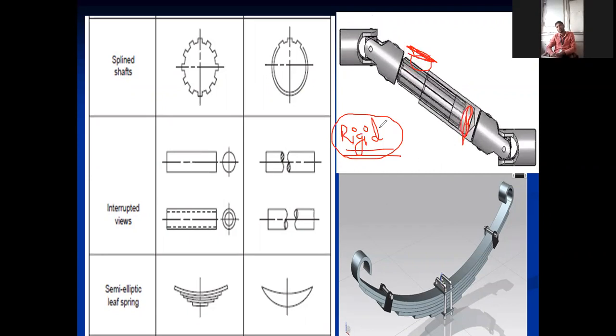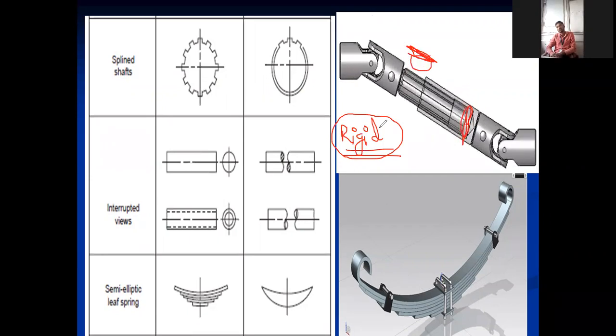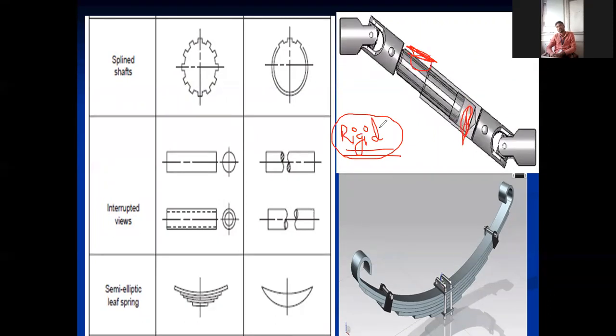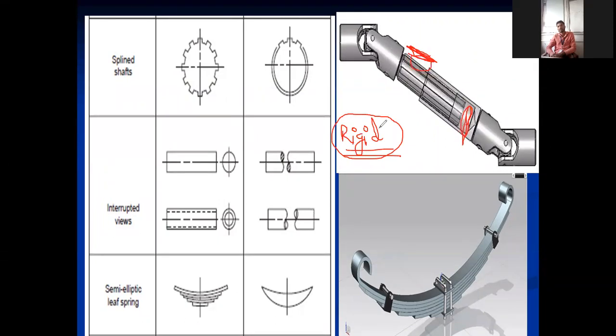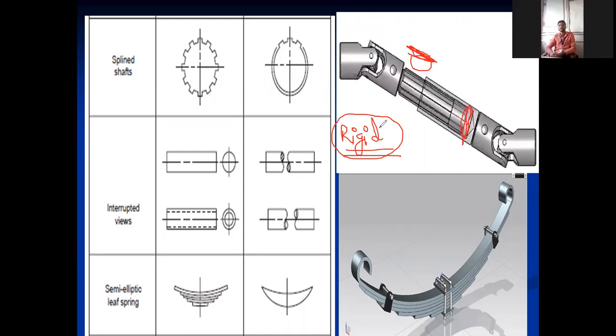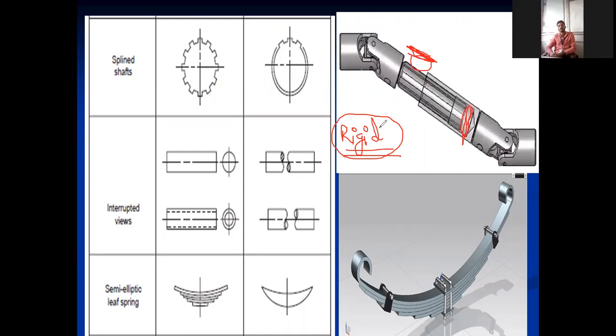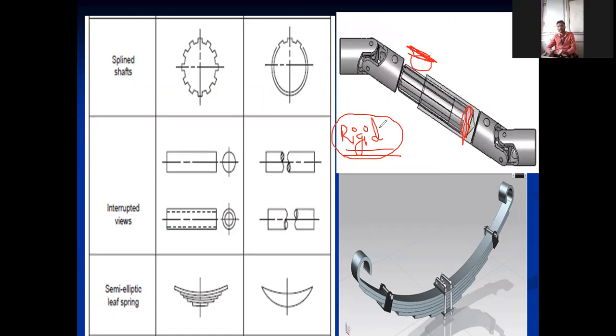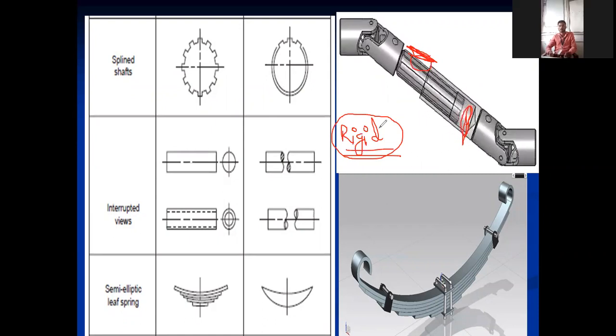One line answer. It will allow change in length. When? During power transmission. That is most important. During power transmission, splined shaft allows change in length. If I ask what is the purpose of splined shaft, or what is a splined shaft? Very simple.